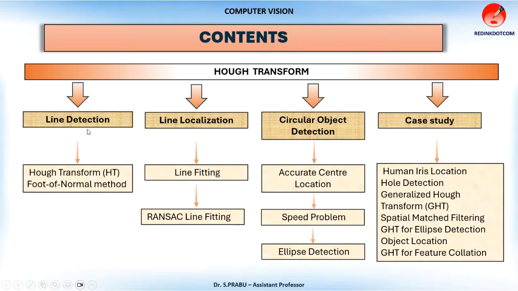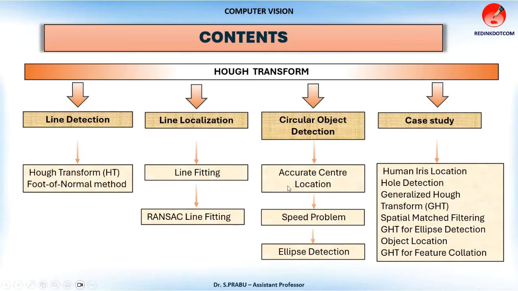First, we talk about line detection. Here we will see how the Hough transform helps us to detect straight lines in an image. We also look at the foot of normal method, which is another way to represent and detect the lines more effectively. Second one is line localization. After detecting the lines, we need to accurately locate and fit them. This is where line fitting and RANSAC line fitting techniques come into play to improve the accuracy of results.